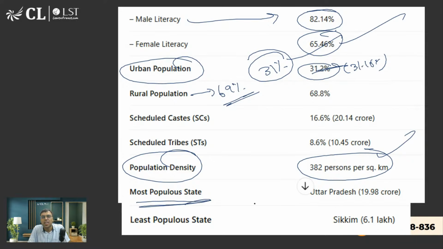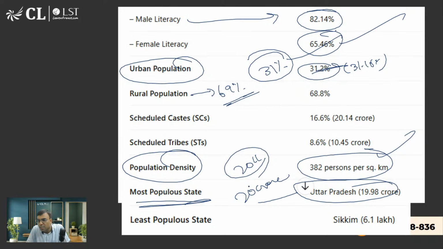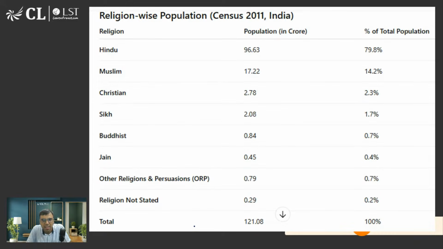Most populous state: you can remember 20 crore for UP at that time. We are talking about 2011. Now it must have increased to 22 or 23 crore. Okay. Least populous is Sikkim, the lowest population. So these are basic facts you should be knowing about. You should have a rough idea, right.